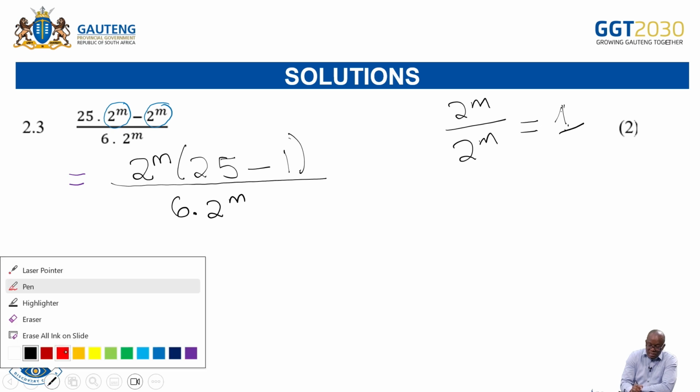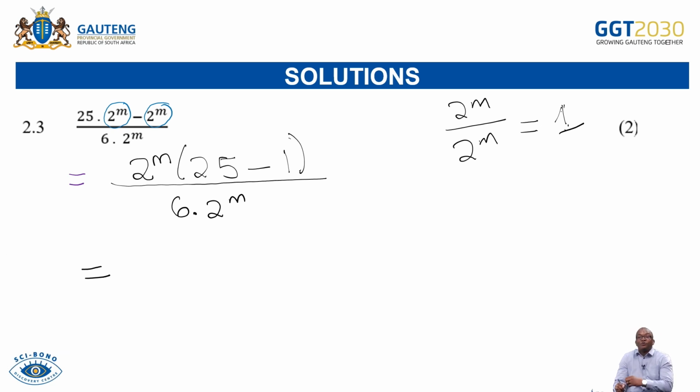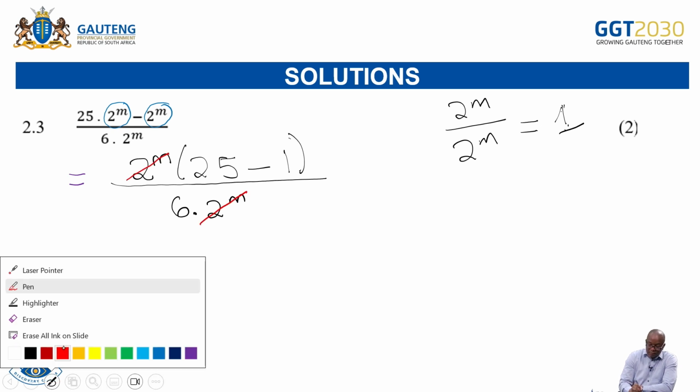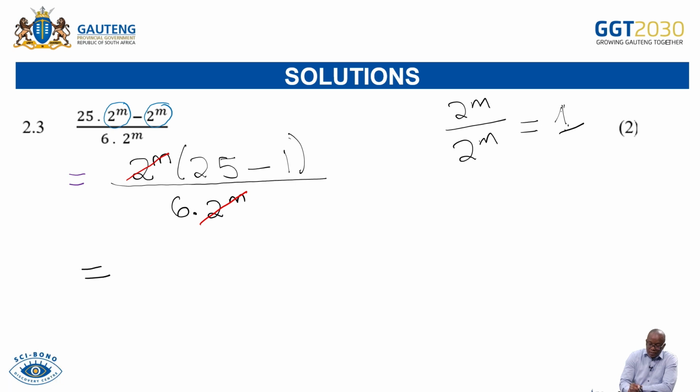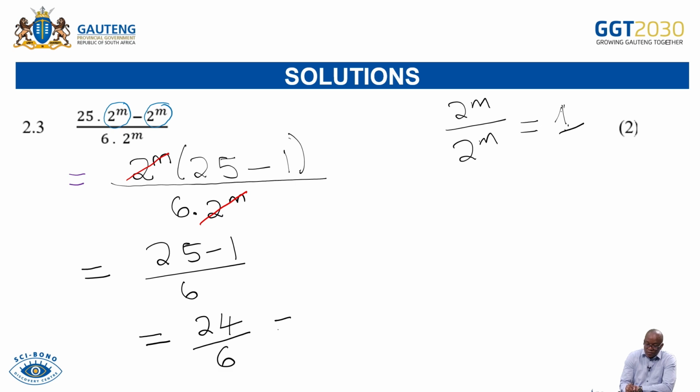So now 6 times 2 to the exponent of m in the denominator, that is a product. Then we can simply apply what? Cancellation. Then we do what? We now say 25 minus 1 all over 6. And then if you say 25 minus 1 is 24, and then 6 goes into 24 4 times. So that's how you are going to answer that type of a question.